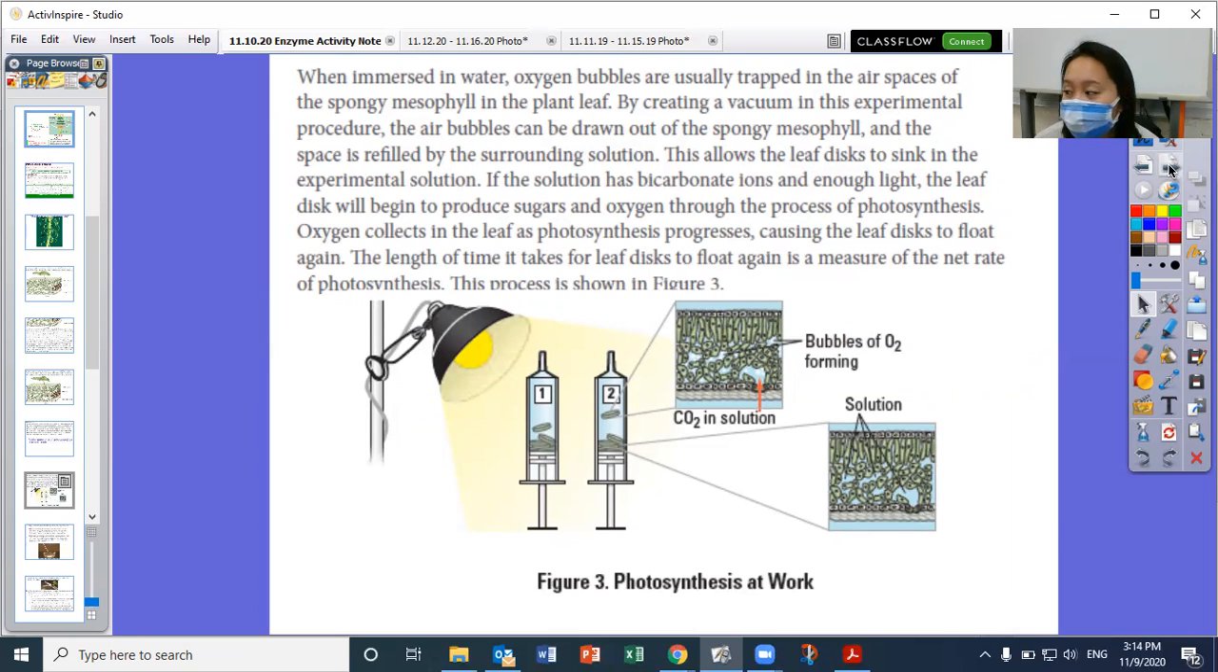I'm going to be providing light to both of the cups and both of the environments, but we're going to be starting off with removing the gas within the leaf disc. And that's going to be done with a syringe. I'm going to be putting in the solution that belongs in either cups with 10 or so leaf discs, and then holding the top of the leaf disc to then pull the syringe down and vacuum out all of the gas inside of the leaves.